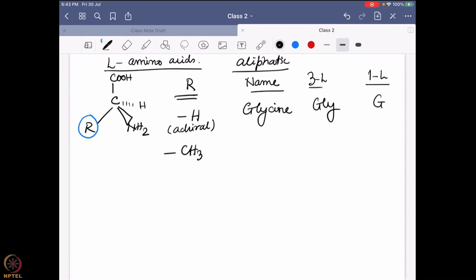The second one you can think about: put a methyl group over there in the place of R. The rest of them are the same. This is known as alanine. Three-letter code ALA, one-letter code A.